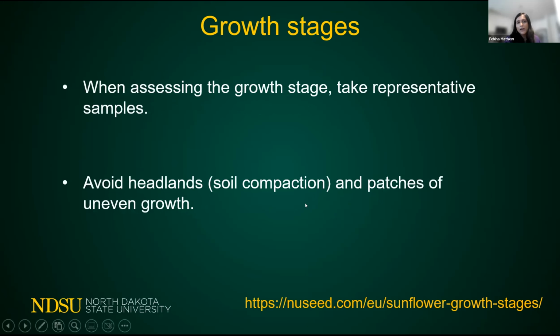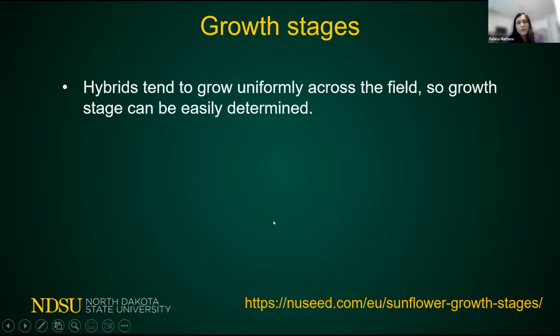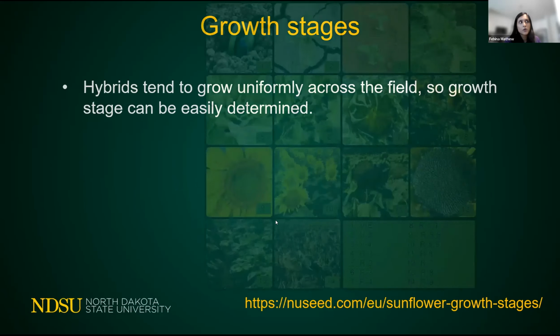So usually when we are out there determining if this is the right time to spray herbicides or insecticides or fungicides, we want to be able to take note of the growth stage. And how we do that is we just step into the field, perhaps identify usually 5 or 6 corners of the field, take representative samples, assess the growth stage. You want to avoid areas where there are patches of uneven growth. And then we want to look to see how uniform they are across the field to determine the growth stage.